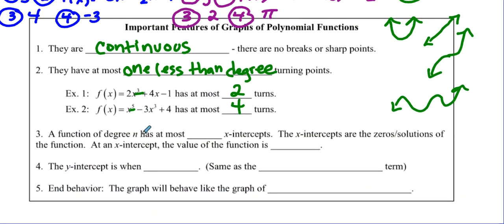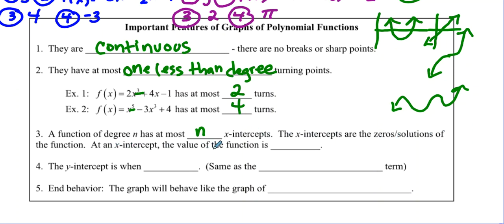The function of degree n has at most blank x-intercepts. So in Algebra 2 you learned this. It was the fundamental theorem of algebra. If your function has degree 2, then it could have at most 2 x-intercepts. And if the degree was 1, then it would have at most 1 x-intercept. So the degree is equal to the number of x-intercepts they could have at most. The x-intercepts are the zeros, solutions of the function.